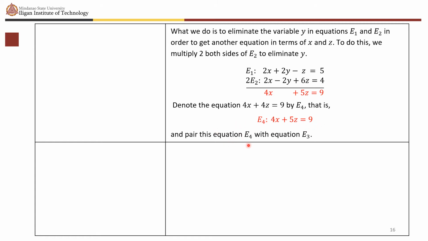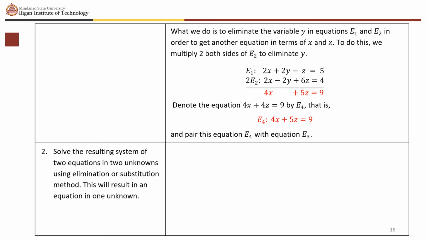And pair this equation e sub 4 with equation e sub 3. Then solve the resulting system of two equations in two unknowns using elimination or substitution method. This will result in an equation in one unknown.